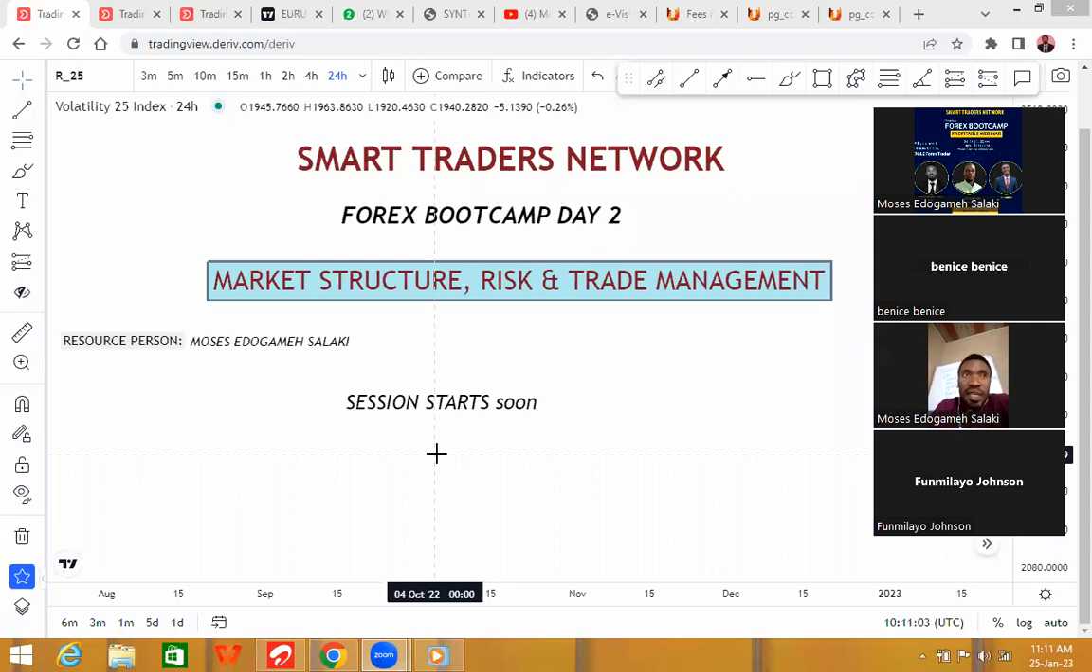And like yesterday, we had one of our resource persons in the house, Mr. Boluwatife Ojo, who took us on an introduction to Forex, what is tradable in the Forex market. We looked at the pips, we looked also at market structure, and how you intend to play it the right way. We were able to look at all of that yesterday.